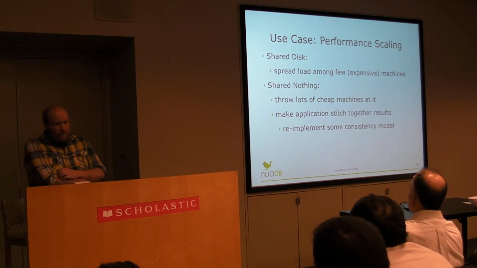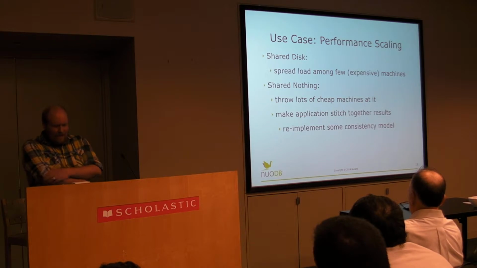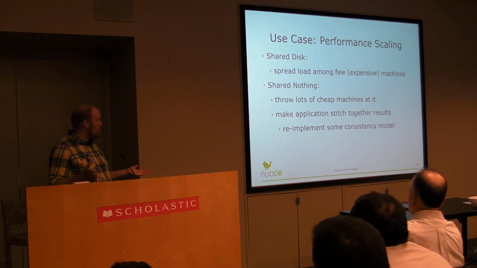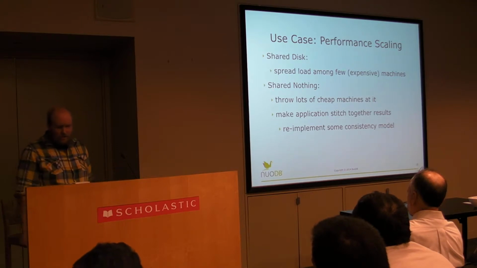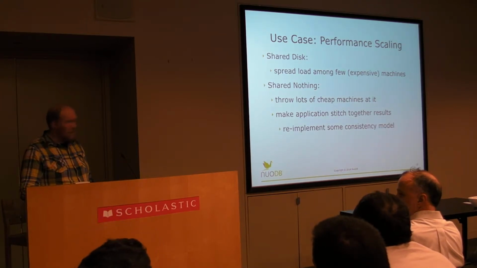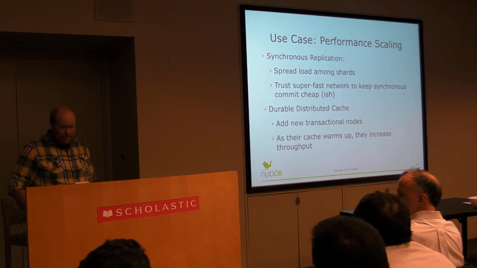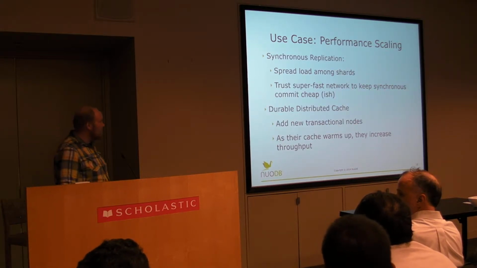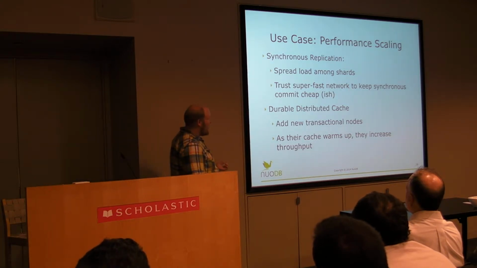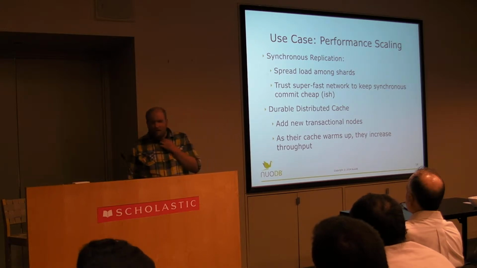With a shared nothing approach, you throw lots of cheap machines at your task, and then you make the application stitch together any results that may straddle shards, or whatever you want to call them, but they're shards. And basically, you have to re-implement some consistency model if you're doing anything that looks like a join or an update. With synchronous replication, you're also spreading load amongst shards, but the system is managing it for you, and you trust that the super fast network is going to keep all the synchronous commits cheap.